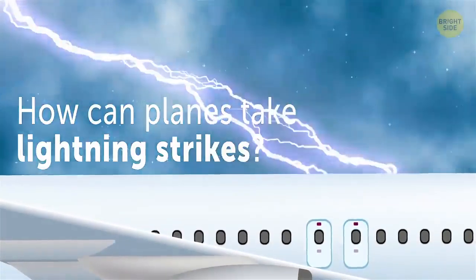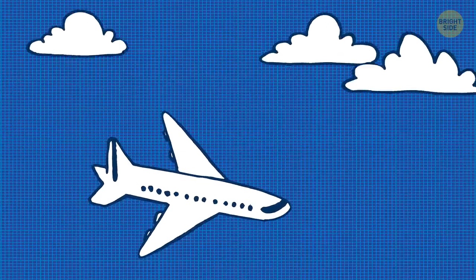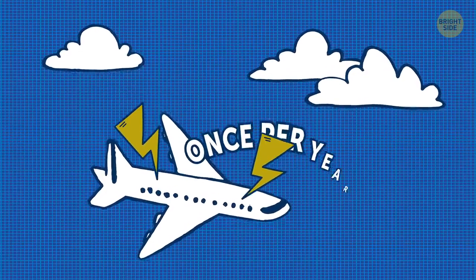How can planes take lightning strikes? Yep, they sure can take it, like a champ. It's estimated that for each commercial airplane currently in use, that plane will be hit by lightning at least once per year.